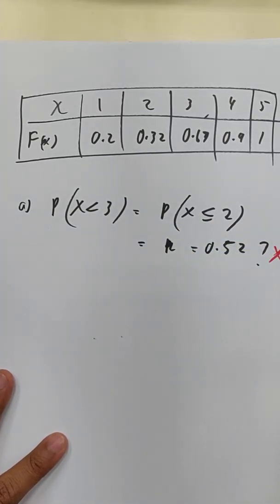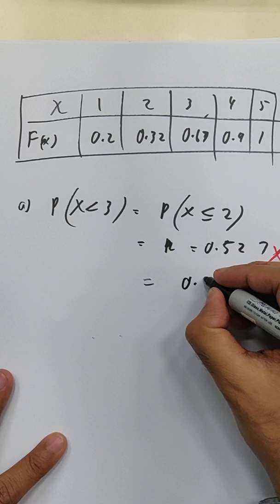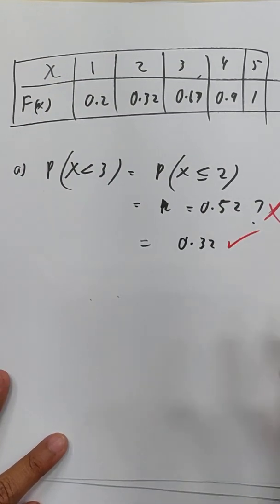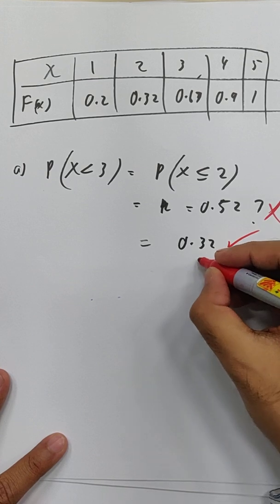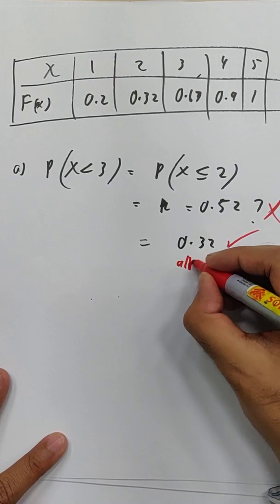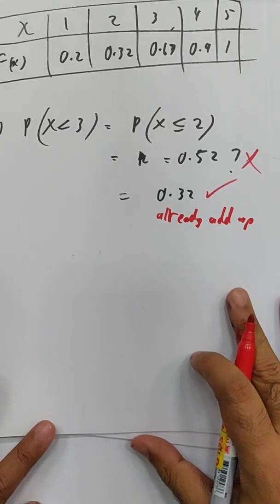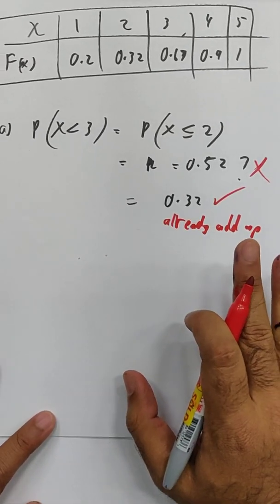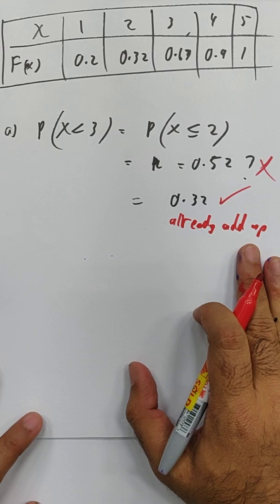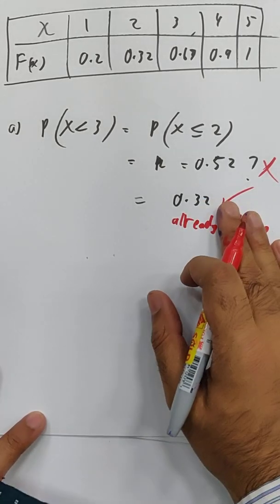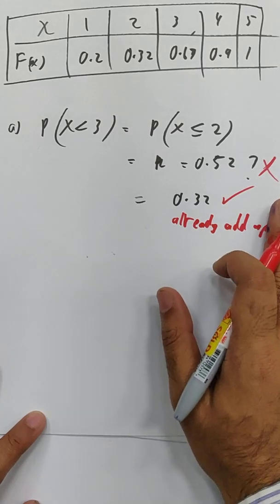The answer is 0.32, because it already adds up. I need you to understand this concept well. Do you want me to explain again? Are you guys okay? It already adds up. Understand that one?